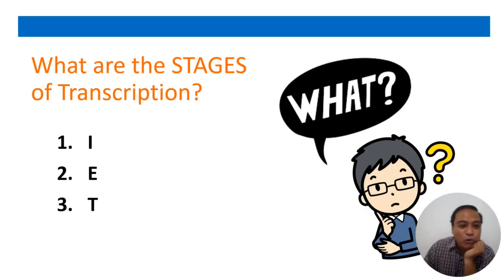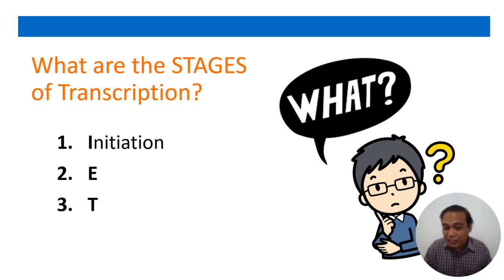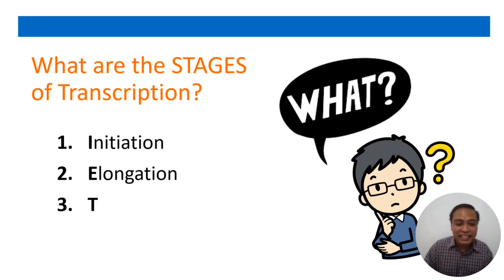Okay, so what are the stages of transcription? So we have three important stages for transcription. The first one would be initiation. The second is elongation. And the third one would be termination. So it's quite easy to remember: initiation, elongation, and termination. And we'll be looking at the details a little bit later.